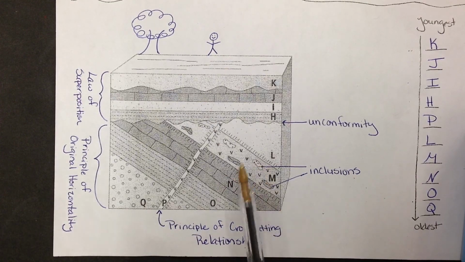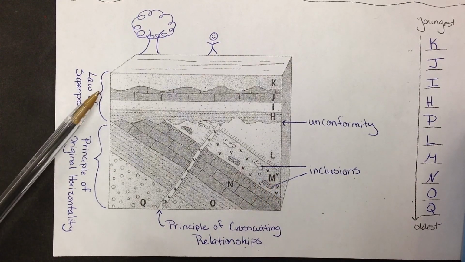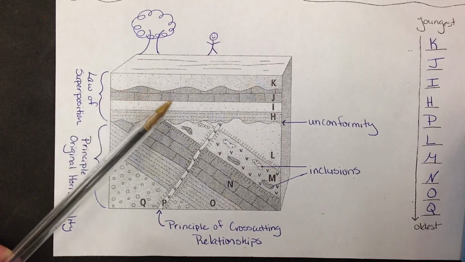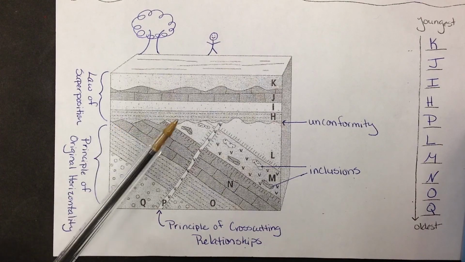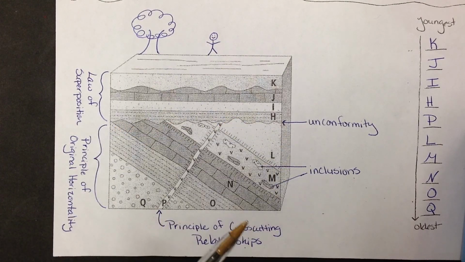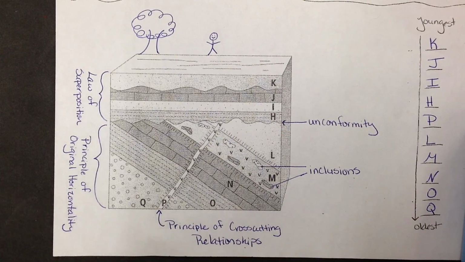Over here in layer M, you see these kind of chunks of things that are different colors than layer M. Those are examples of inclusions. So those are pieces of other rocks that were already in existence that got included into layer M when layer M was formed. Right here between layers K and J, you see this kind of wavy line, and you see another wavy line down here between H and the layers below it. Those wavy lines represent places where erosion has occurred, so that's an example of an unconformity. So those are some of the different principles we talked about demonstrated in this one picture.